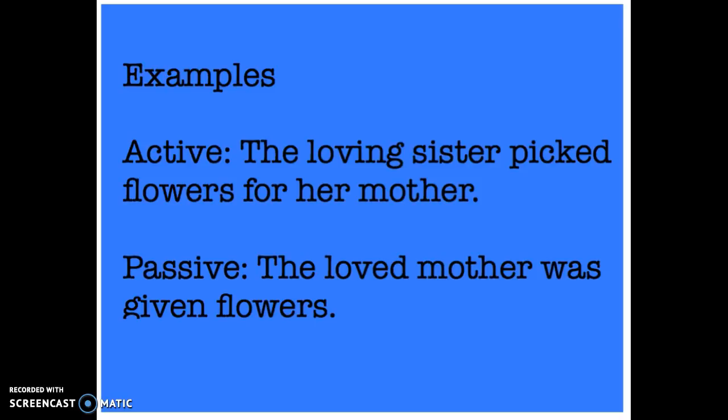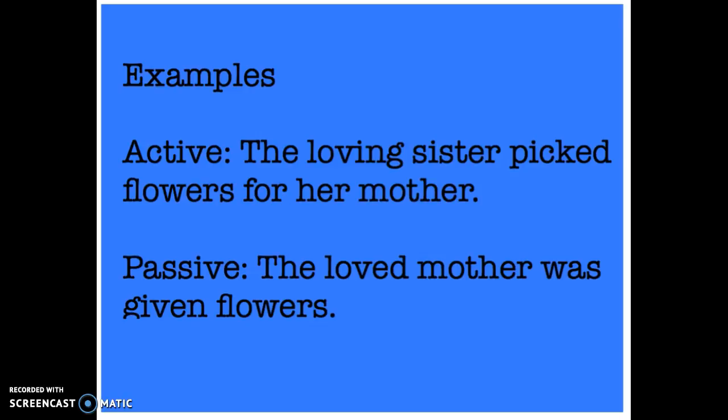Here are some examples. So, the loving sister picked flowers for her mother. This is active because she is doing the action. She is picking the flowers for her mother. That's active. She's doing it, so the participle is active.